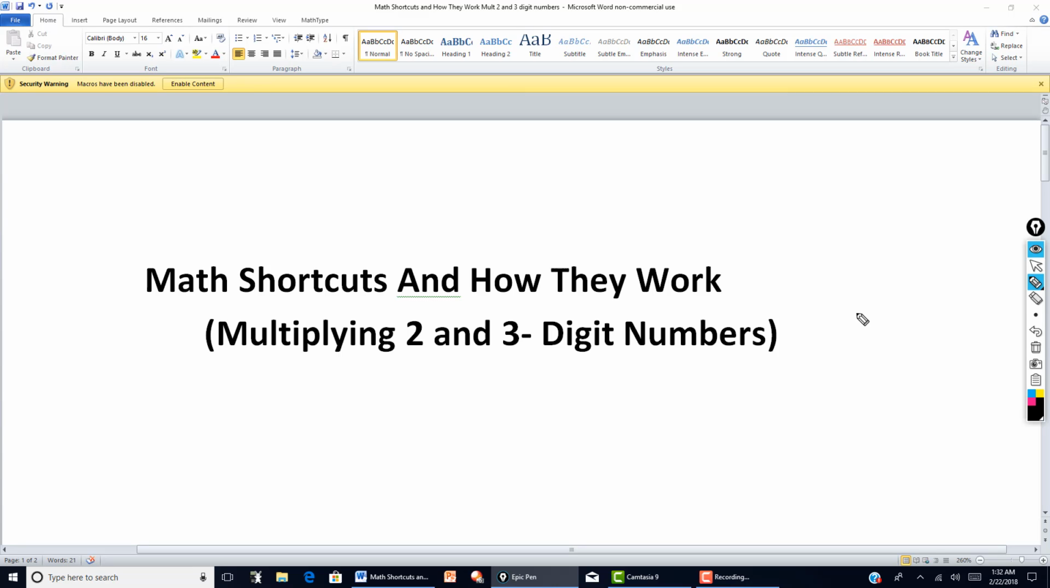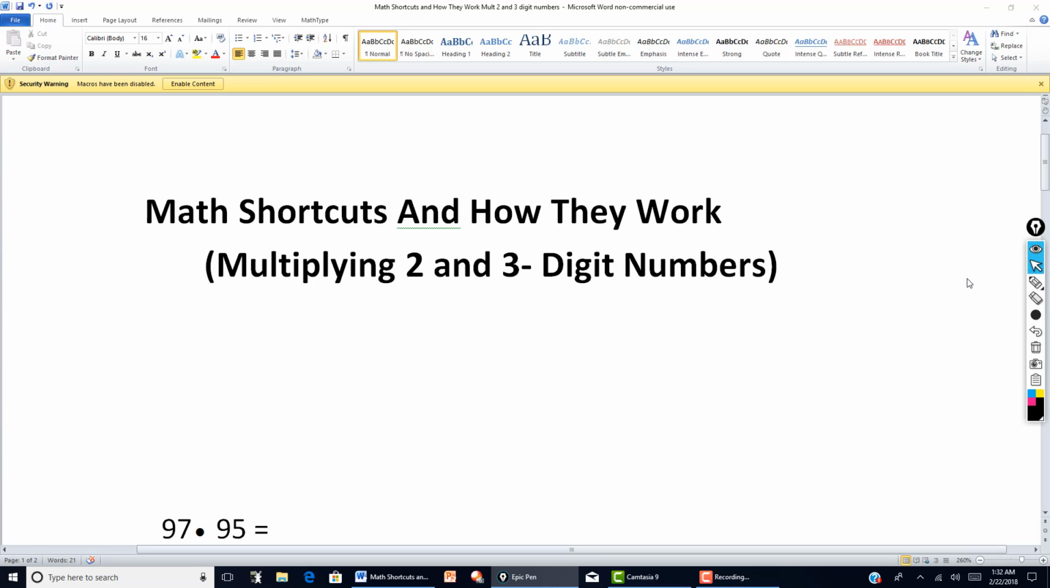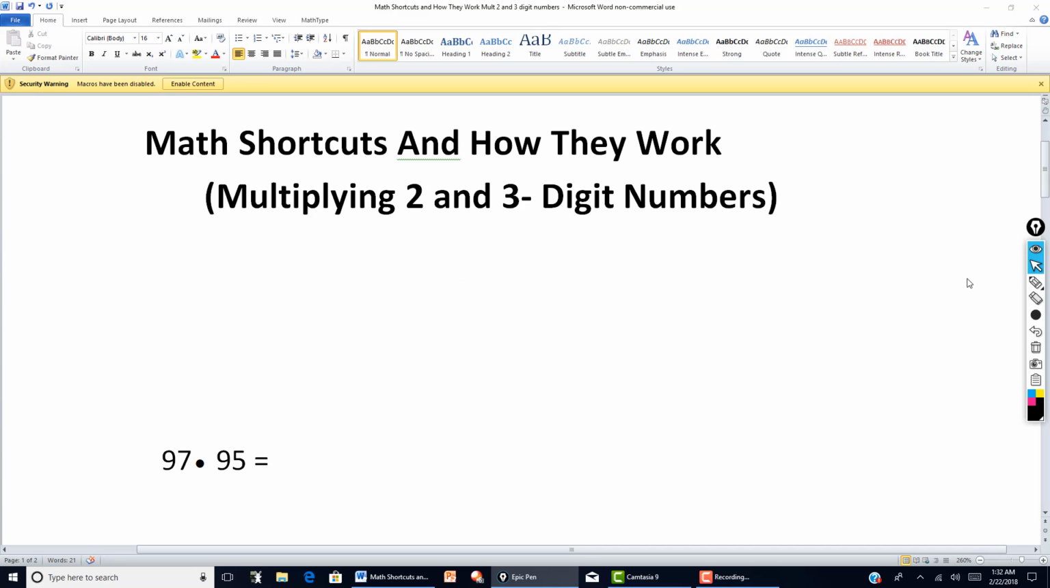Really, we want numbers that are close to 100. It could be numbers close to 1,000, but let's just say 100 for right now. So let's say we have 97 times 95. Here's the way the rule works. Again, we want numbers that are close to 100. So 97 and 95 are close to 100.